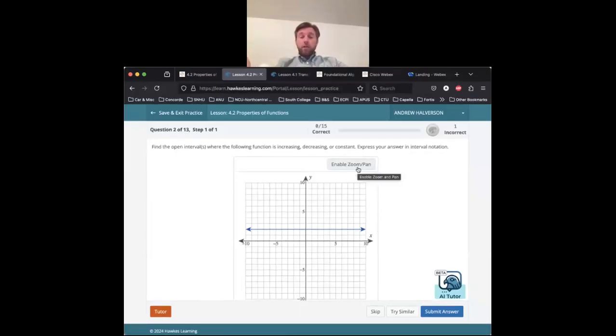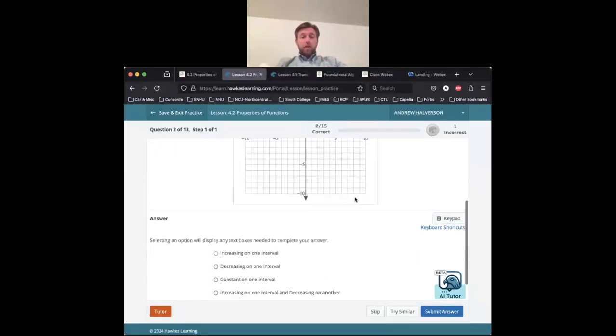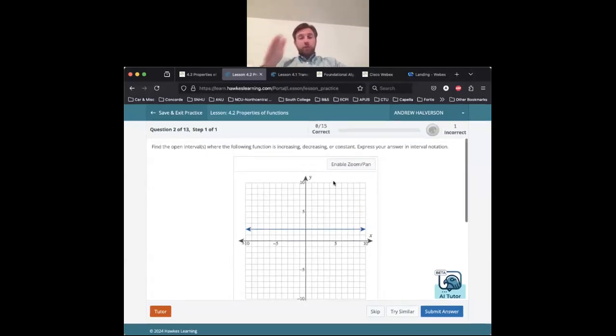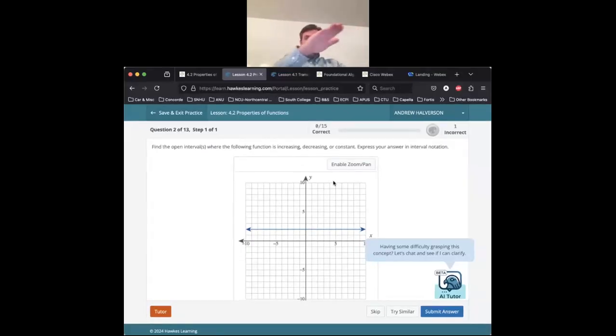This is a horizontal line. So are there any intervals for which it rises? No, it's a horizontal line. And are there any intervals for which it's falling? No, it's a horizontal line. So the whole thing is constant, not rising, not falling. It's straight across, so it just stays flat all the way through.